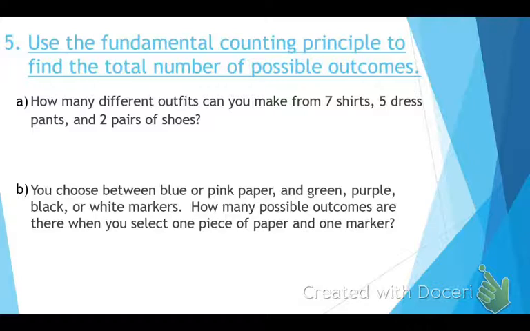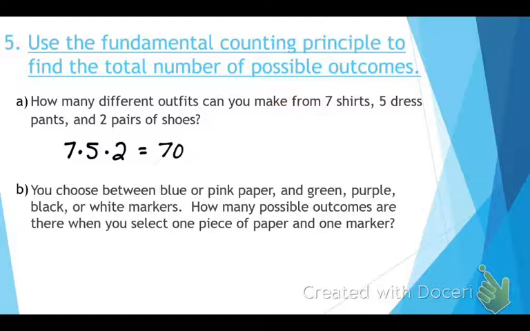That's correct. So problem A says, how many different outfits can you make from 7 shirts, 5 dress pants, and 2 pairs of shoes? So Sabrina, what should I do? Well, you should multiply 5 times 2 because it would be 10. And you already know your 10 times 7, so 10 times 7 is 70. All right, that was very good mental math.